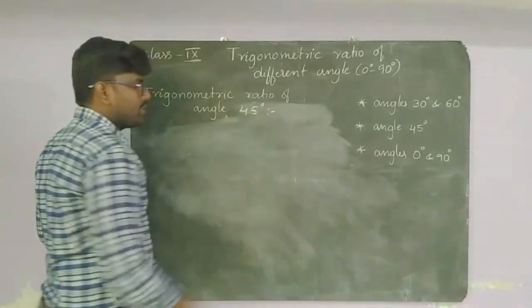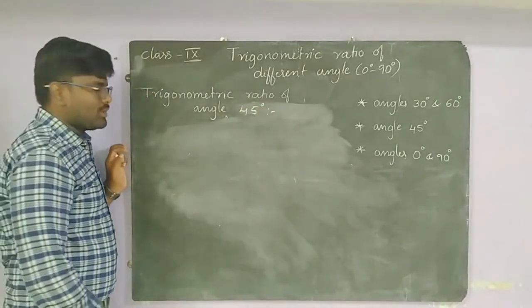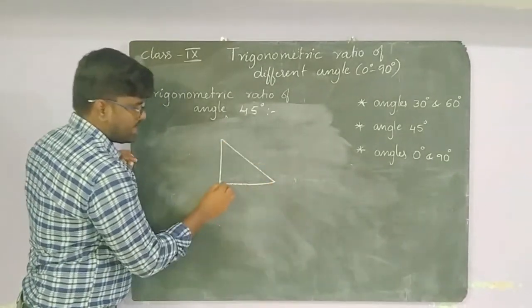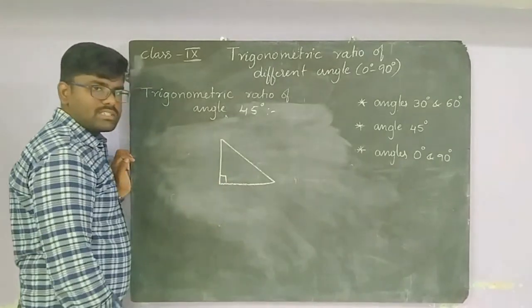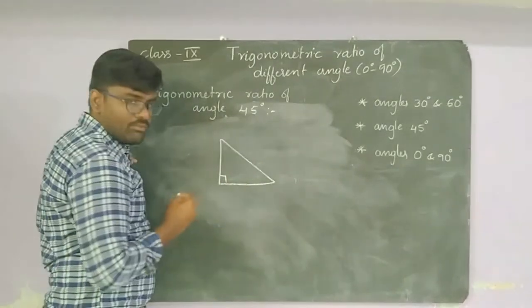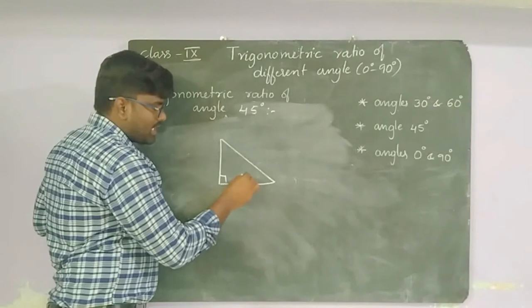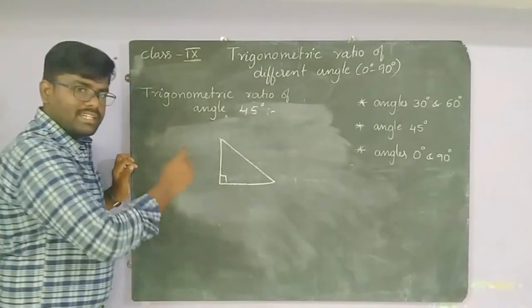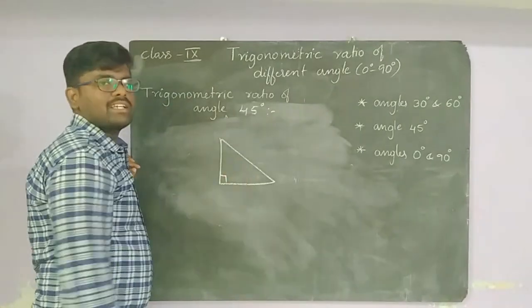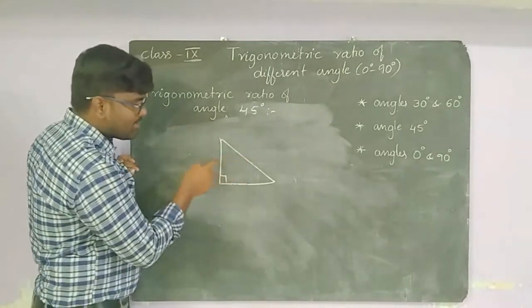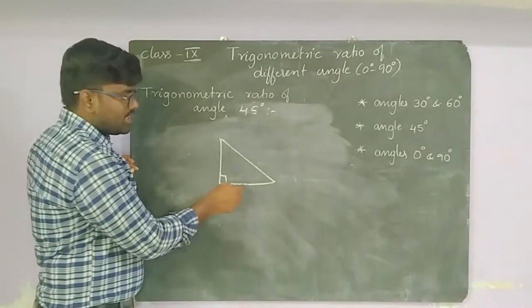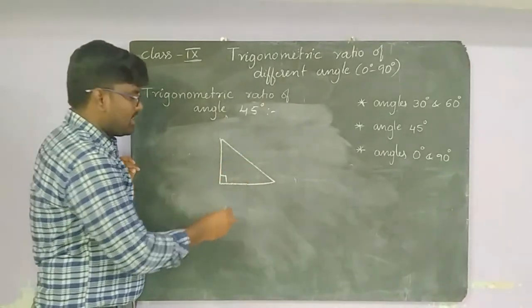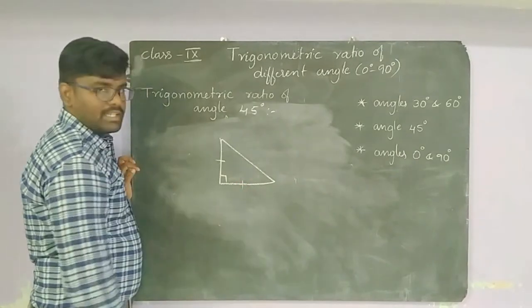Okay, for this one, we want to take a right angle isosceles triangle. This is the right angle. Isosceles triangle means two sides are equal. Which two sides are equal? Other than the hypotenuse. Why? In a right angle triangle the longest side is the hypotenuse. If the hypotenuse were equal to another side, it couldn't form a triangle. So these two sides are equal.